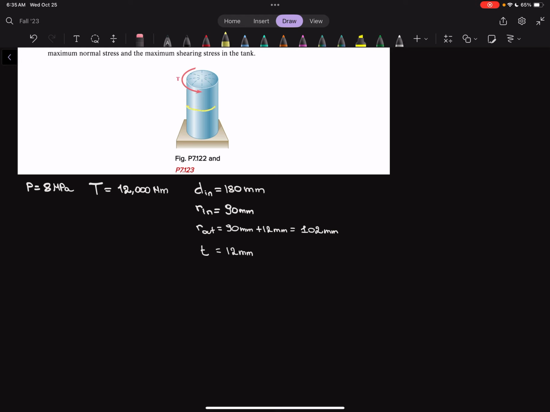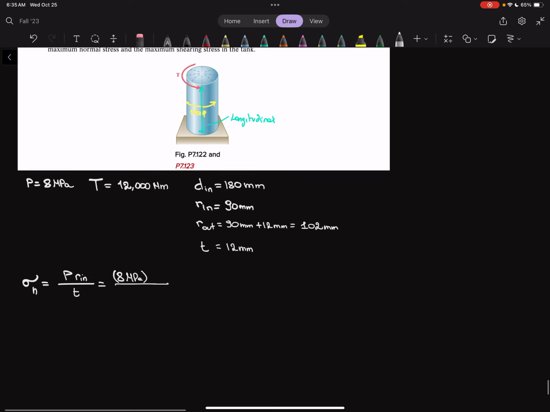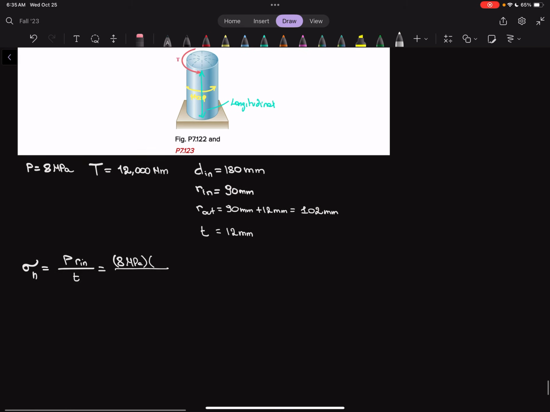Well, we're going to have a stress due to hoop, and we're going to have a longitudinal stress. We know longitudinal is less. Let's find hoop first. Sigma hoop is going to be P R in over the thickness. So that's 8 megapascals times the inner radius, which is 90 millimeters, over the thickness, 12 millimeters.